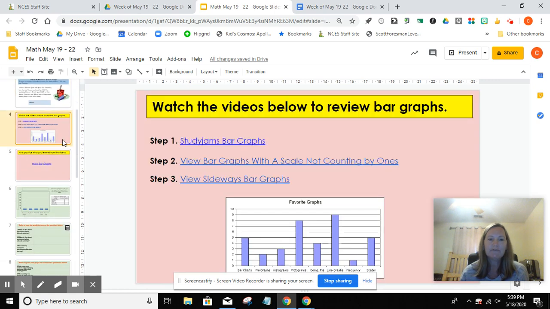And then as we get to slide 4, this is where you're going to have to follow each of the steps because they kind of go in order in which we want to teach you guys how to do bar graphs this week. So step 1 is just going to give you a Study Jams video just to introduce bar graphs. Step 2, again, is going to show you a little bit more in detail with bar graphs. And then, of course, step 3 is also going to incorporate more bar graphs. So just watch these in order so that way it's a little bit easier to follow, okay?